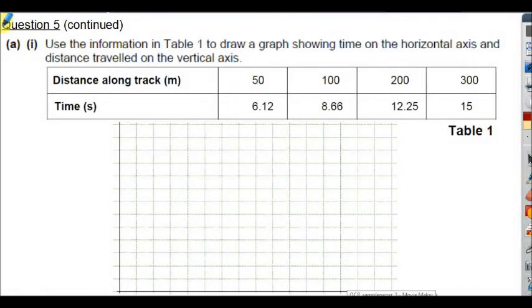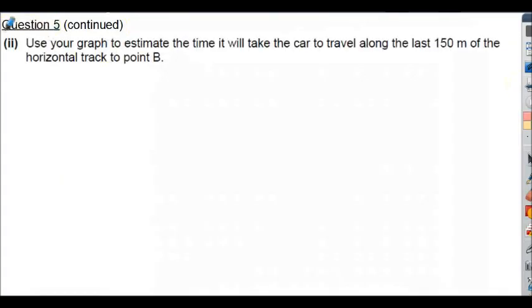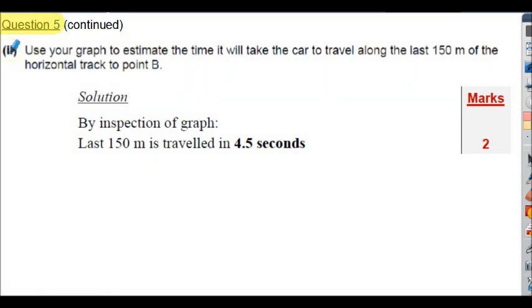Here's question 5, part A1. We essentially have to draw a graph given the information shown below in table 1. The graph shown on the following slide. Part A, item 1, here's the graph drawn from here. Question 5, part A, item 2, estimate a value from the graph. Question 5, part A, item 2, the estimate from the graph.